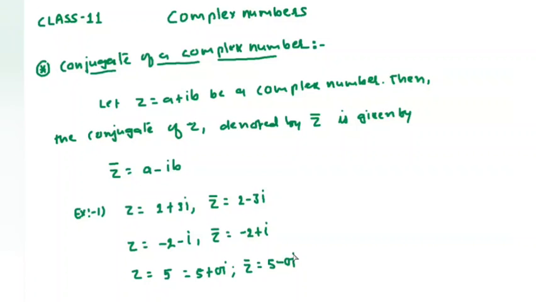Okay, so we have understood what is conjugate. Let us consider one more example. Suppose we are given a purely imaginary number, for example 2i. Now this 2i can be written as 0 plus 2i, therefore its conjugate z bar will be given by 0 minus 2i. Clear? Okay, now let us discuss the properties of conjugate number.